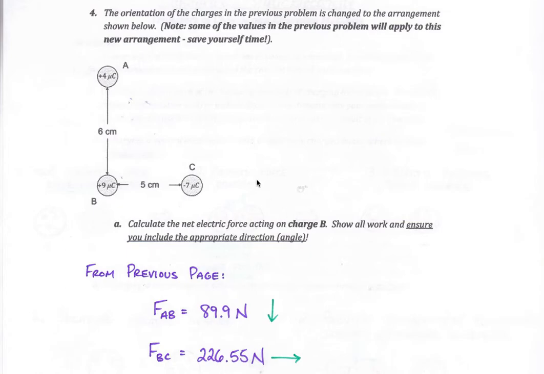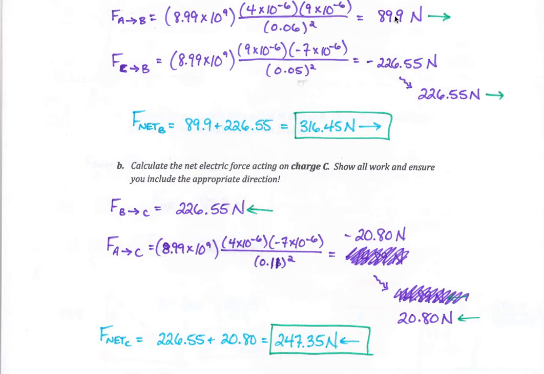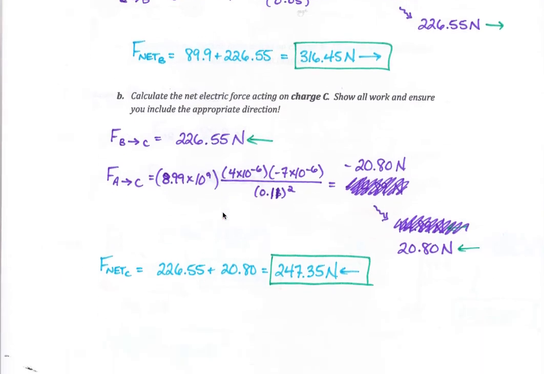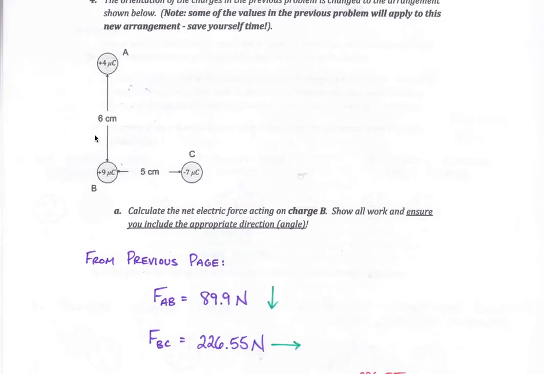Finally, with number 4, I already have these values from the previous problem. I know the force between A and B is 89.9, and I know the force between B and C is 226.55. Now it's possible to steal these numbers up top, the 89.9 and the 226.55, because I gave the same charges and the same distance between them. The only thing I have to recognize is that by changing these, the direction of some of them have changed.